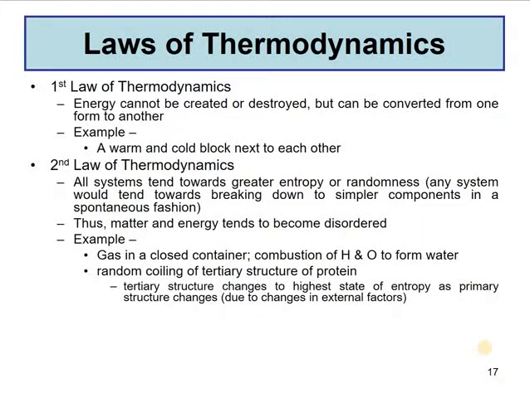Okay, so in terms of the second law of thermodynamics, like we already mentioned, we mentioned the random coiling of the tertiary structure of a protein. So the tertiary structure changes to the highest state of entropy as the primary structure changes, and that's due to change in the external factors, and that's the level where the protein functions at its best, and that's due to the second law of thermodynamics.